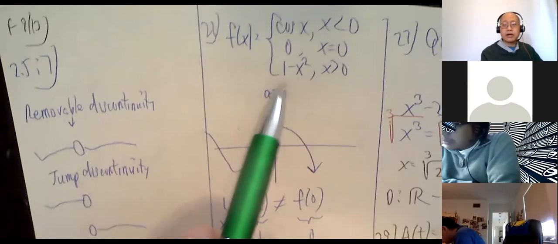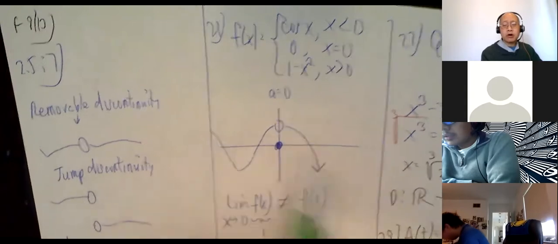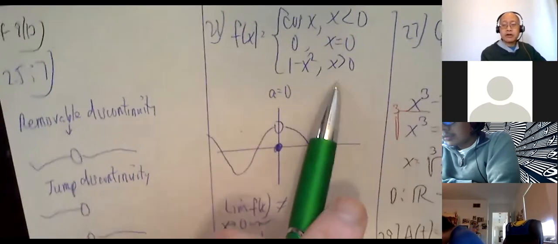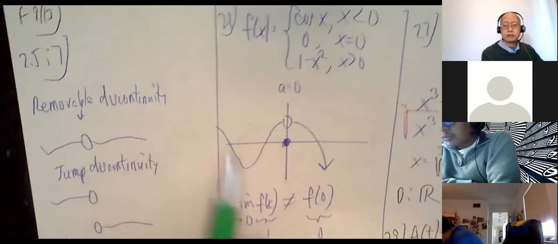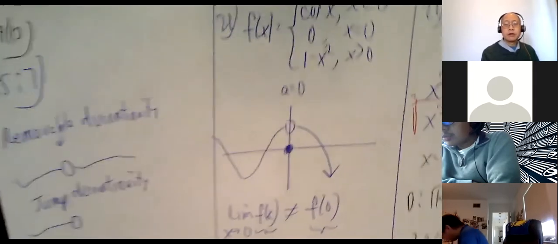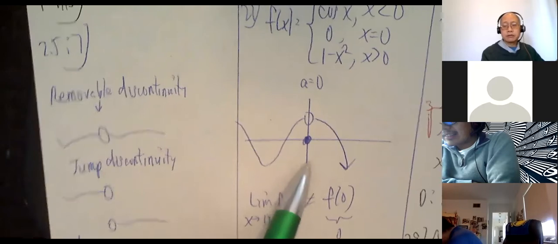1 minus x squared. What does that look like? Parabola opening down. And what do you get when you plug in 0? 1, so open circle. So where is this function discontinuous? Where do you have to lift up your pencil from the paper? At x equals 0.